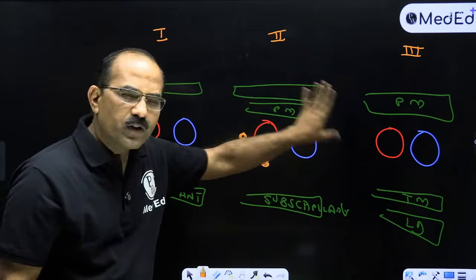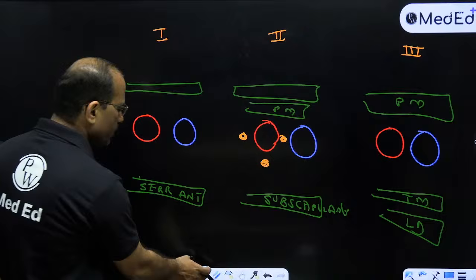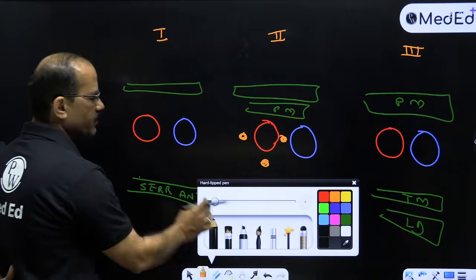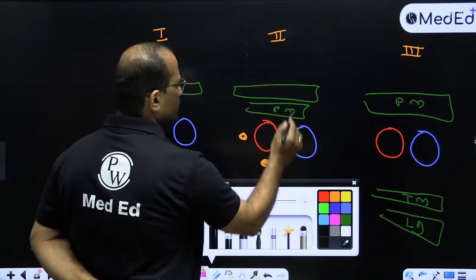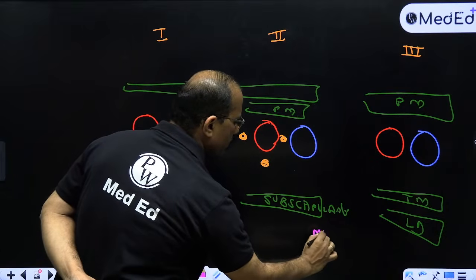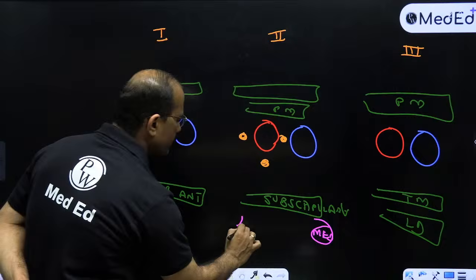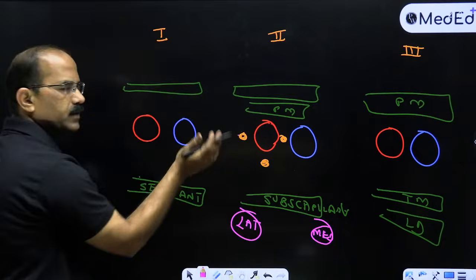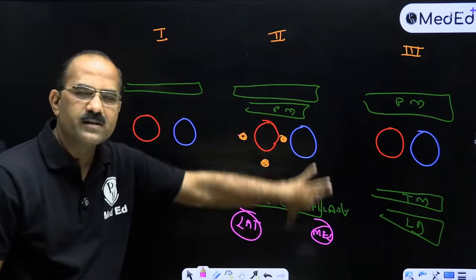Now the vein is on the medial side. So which one is medial? The vein is on the medial side. This is the axillary vein. So this is medial. This is the medial and this is the lateral side. Yes, the axillary artery is on the lateral side, the vein is on the medial side.